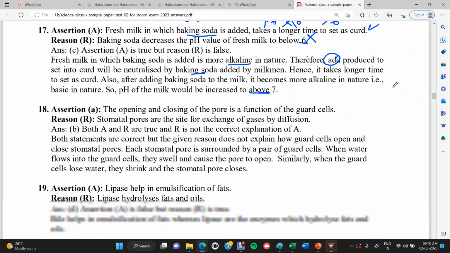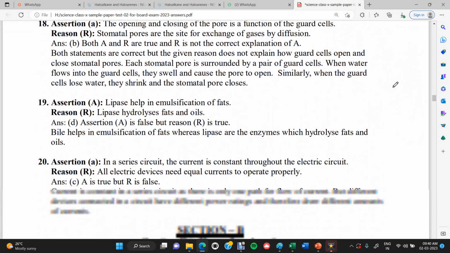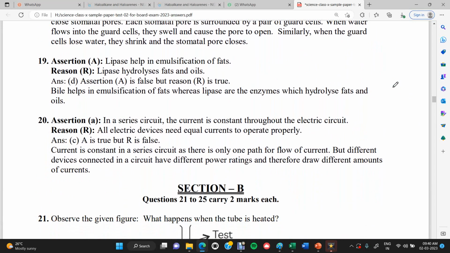This is biology. This is physics. Okay, we'll stop and we'll continue.